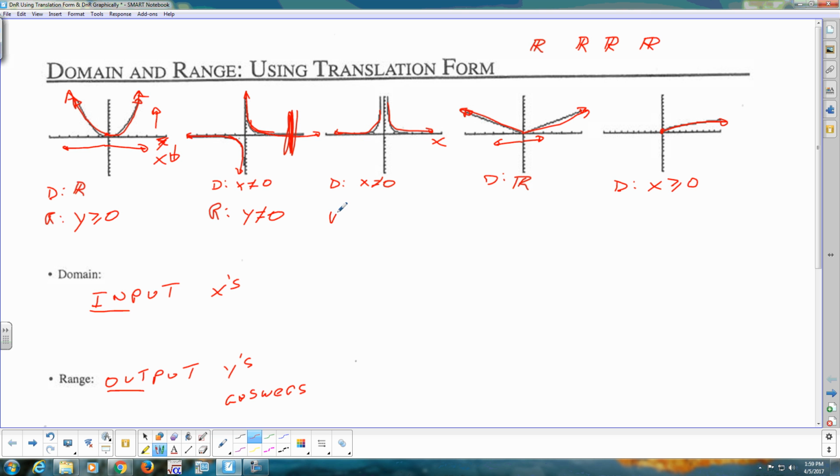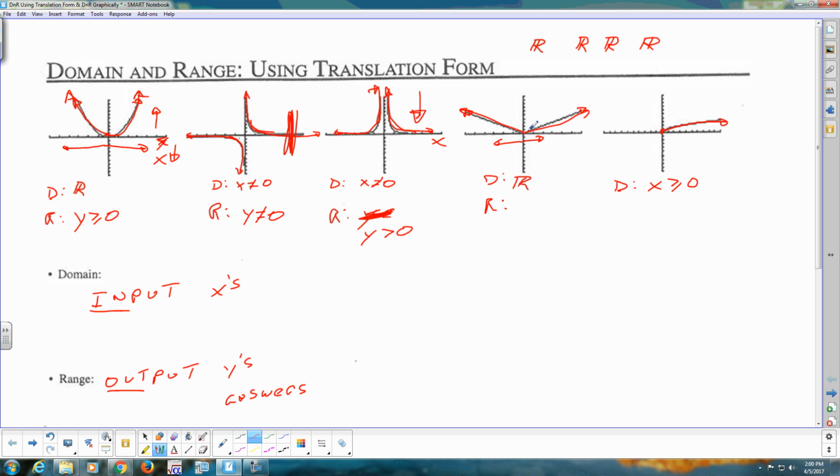Okay, range for the inverse square. Will it go as high as it wants? Yes, on both sides. Will it go as low as it wants? No, it won't. It'll only go as low as that asymptote that's here. The asymptote is at 0. Will it ever touch the asymptote? No. So y has got to be greater than 0 because it's from that asymptote up, and it never takes on the value of 0.